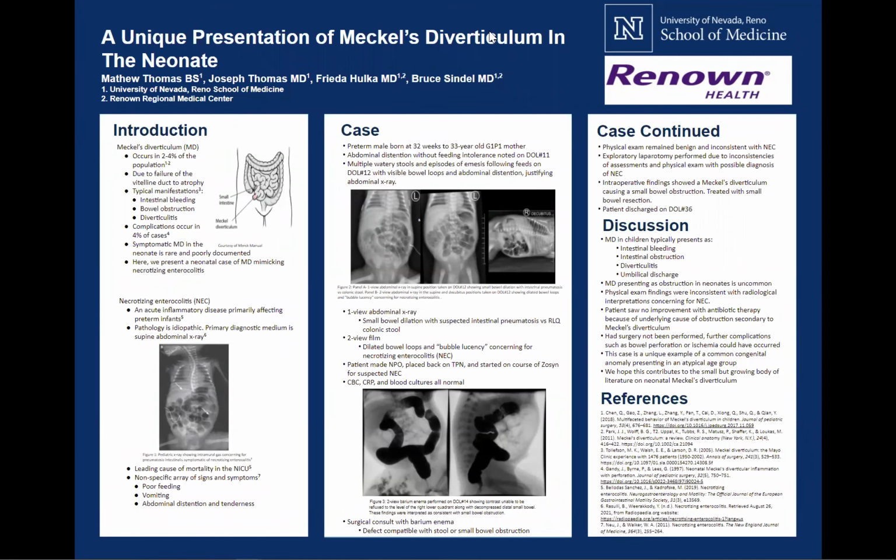My name is Joseph Thomas, and I'm here to discuss a case of neonatal Meckel's diverticulum. Meckel's diverticuli develop when the vitelline duct fails to fully atrophy during gestation. Its most classic presentation involves bloody stool and bowel distension. It has an incidence of 2 to 4%, and another 4% of these cases develop complications such as small bowel obstruction, abdominal bleeding, and perforation.